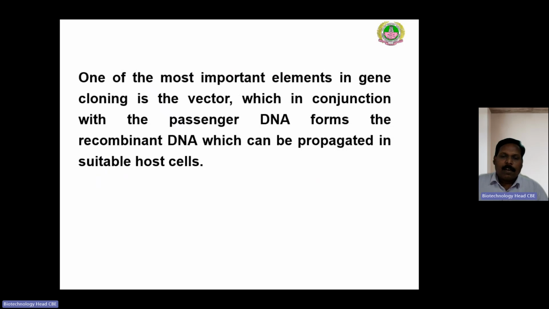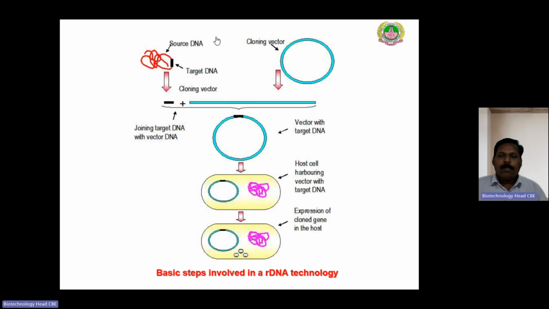Although we have different enzymes for manipulating the DNA to generate DNA fragments as well as to cut a vector so that we can recombine them to produce a recombinant DNA, the most important element in gene cloning is the carrier molecule called the vector, which in conjunction with the insert DNA, foreign DNA or passenger DNA, recombines to form a recombinant DNA that can be propagated into a host cell. So here you can typically see the whole process of recombinant DNA technology.